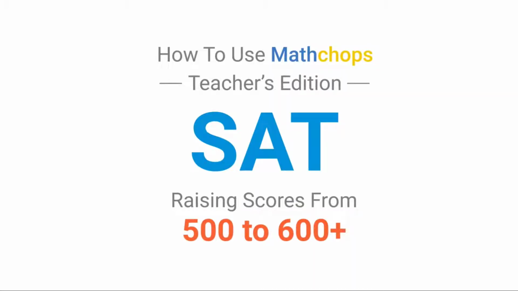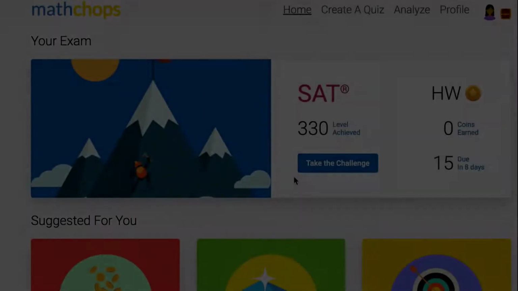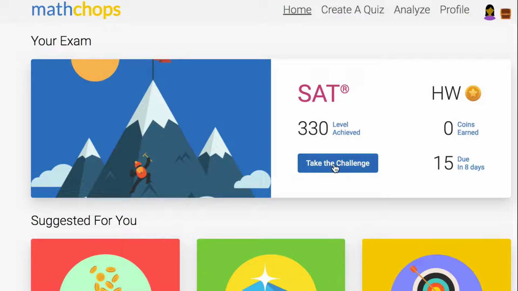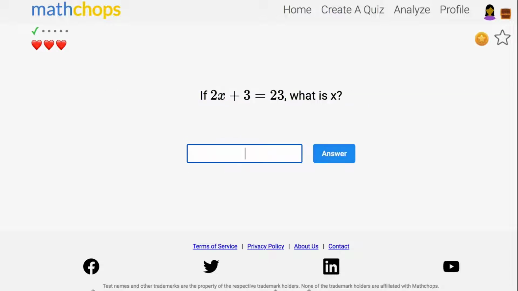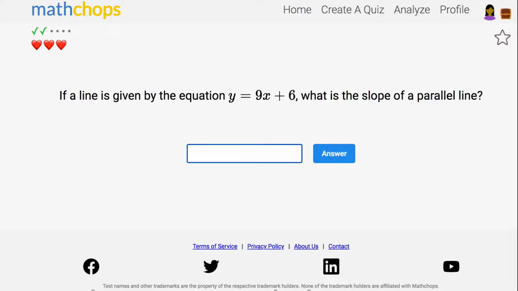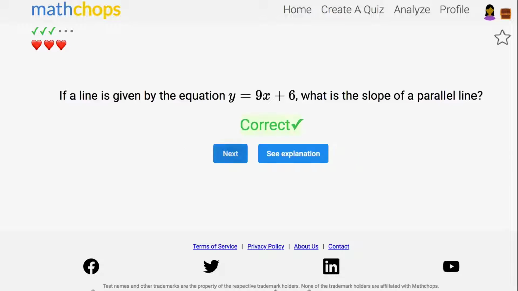If your student is starting at 500 or lower on the SAT Math, but is trying to get up to 600 or higher, you'll want them to start by playing the level challenge. If they get 6 right before getting 3 wrong, they'll go up to level 440. You can see that there's no timer on this first level. That gets phased in slowly from 440 on.